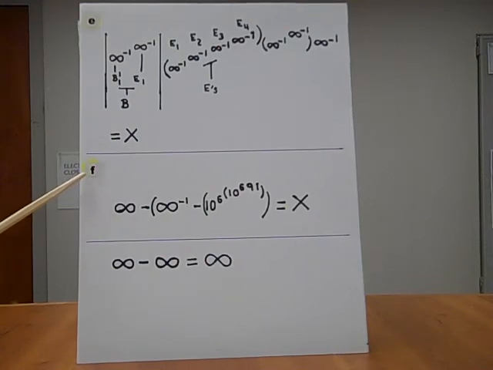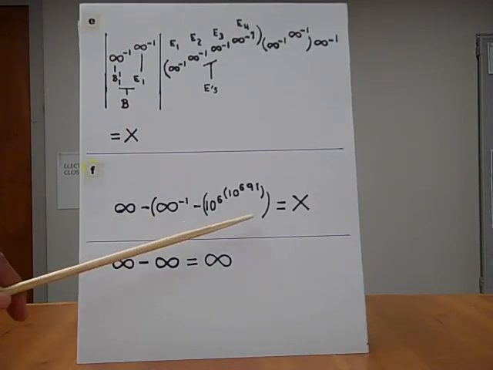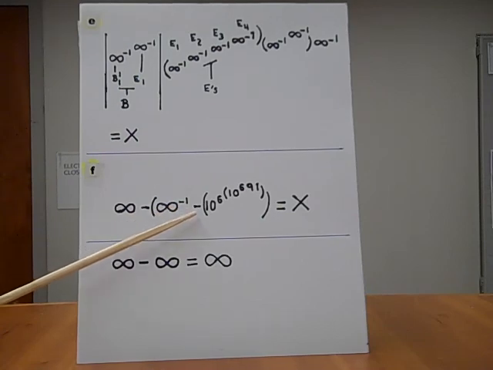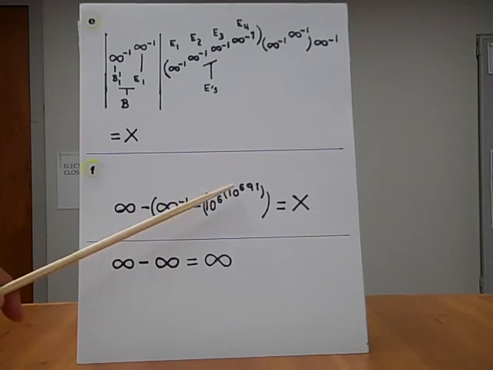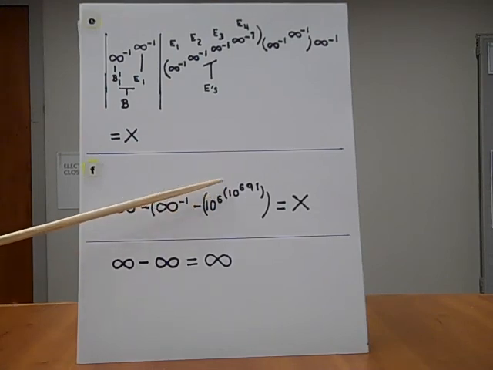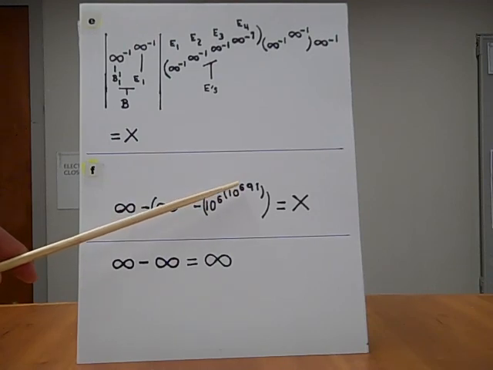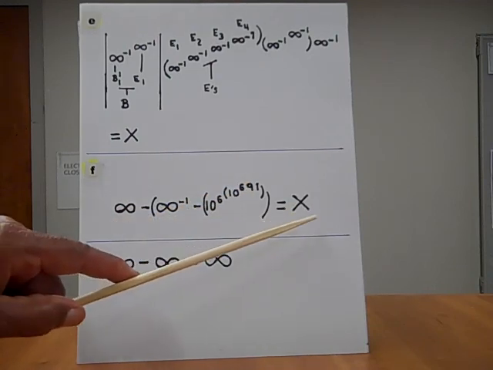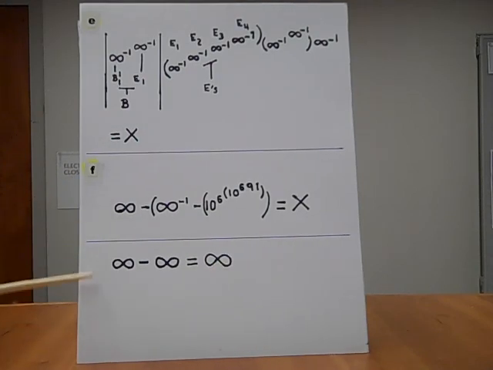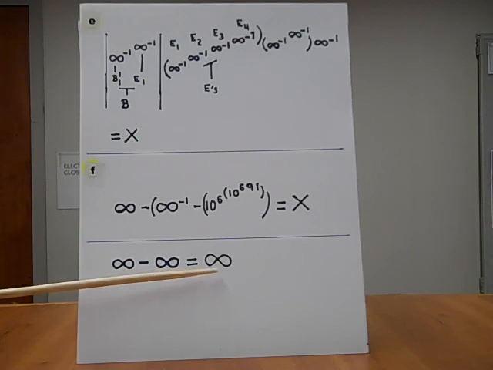Now, taken for the F form, infinity itself minus, in parentheses, infinity minus 1 minus, in parentheses itself, 10 to the 6th power, taken to 10 to the 691st power equals x number of years. This one here is not G. This is simply a symbol to show you something, of which infinity minus infinity equals infinity.